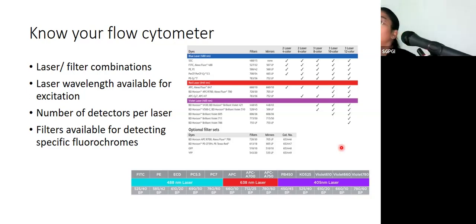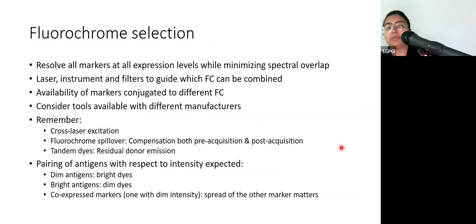For example, if you see a published 12 color panel in which ECD dye is used, you cannot extrapolate that to your instrument if your instrument is a Lyric, right? So you need to be aware of the combinations of the filters and the lasers available in your equipment. Now, next comes the component of fluorochrome selection, and we'll spend more time on this in my subsequent slides.